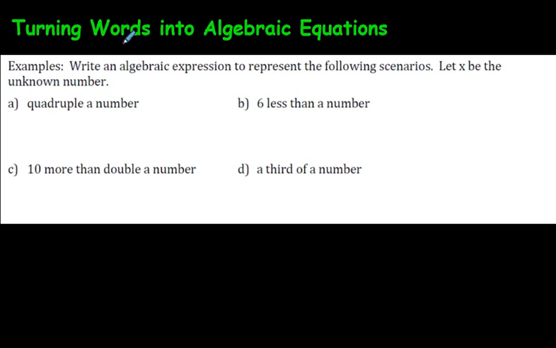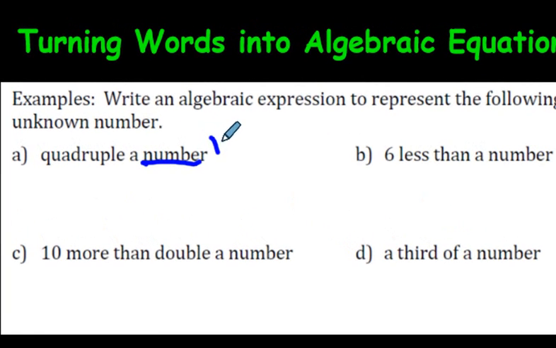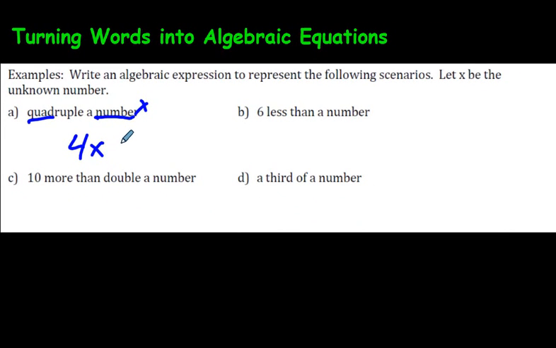Let's turn what we see as word problems into algebraic equations or just algebraic situations here. So write an algebraic expression to represent the following scenarios. Let x be the unknown number. So, quadruple a number. Well, a number is going to be what we call x. And quadruple means 4, right? Like quad means 4. So 4x would be the answer for that question. We've just done an algebraic expression. 4x. Quadruple a number. Done.